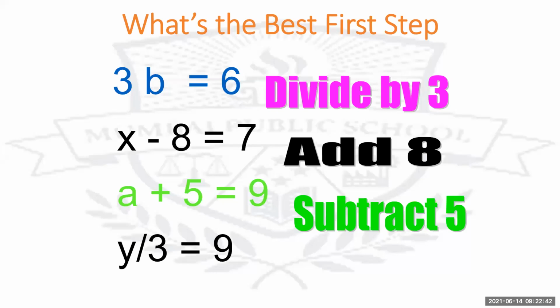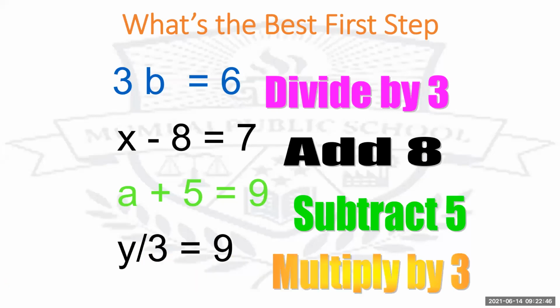Next is y upon 3 equals 9. You're going to multiply it by 3. Is this clear to all the students? Is this understood by all the students?